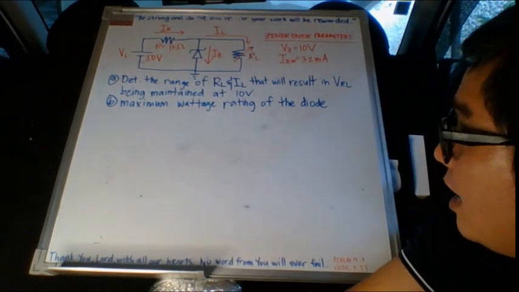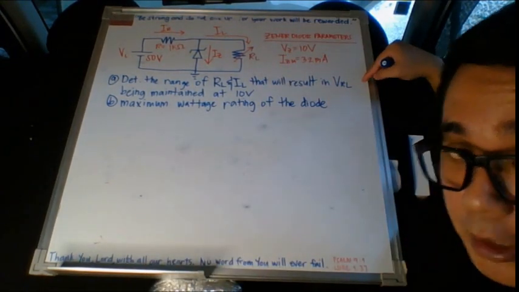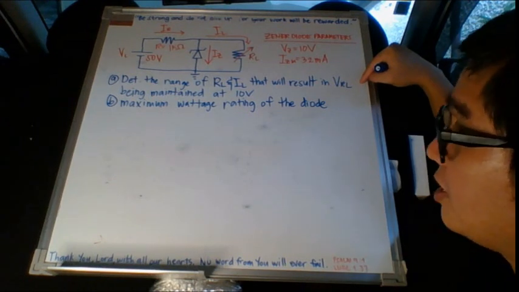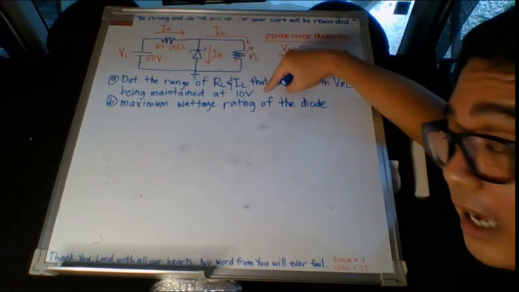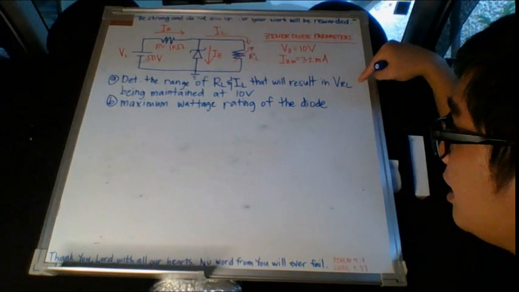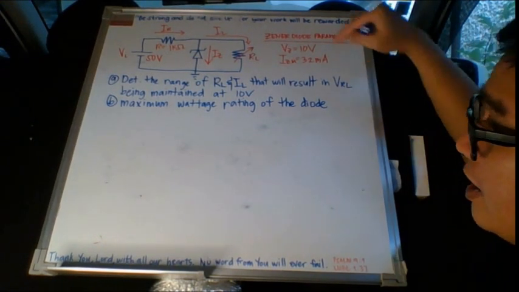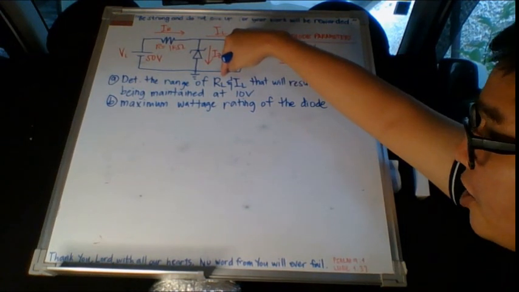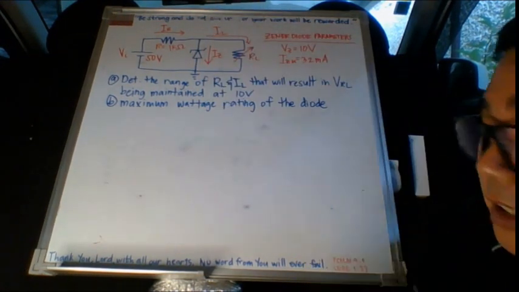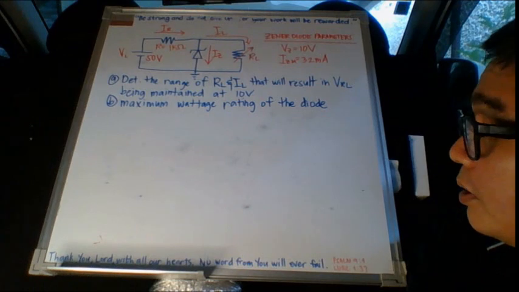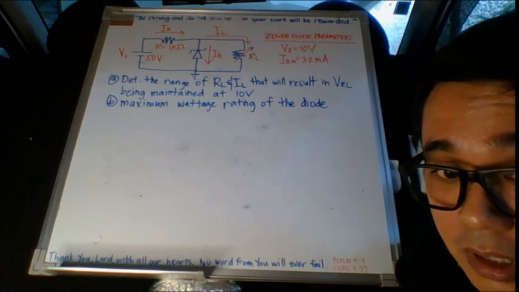For letter A, kinakailangan daw yung ating voltage across the load resistor ay ma-maintain at 10 volts. V sub RL is also known as V sub L. So it's just the same. Okay. So we will determine yung range ng R sub L tsaka ng I sub L natin, which are the load resistance and the load current.